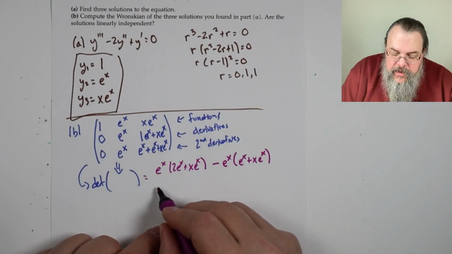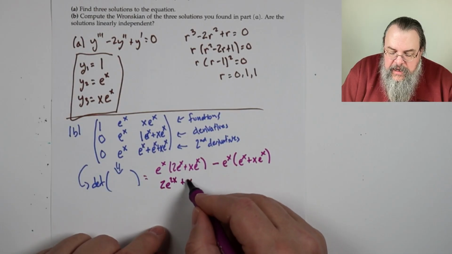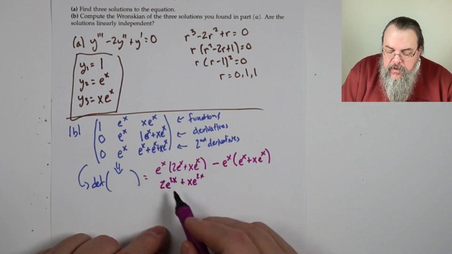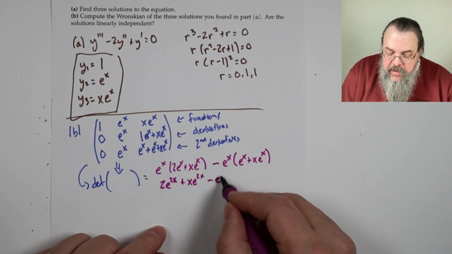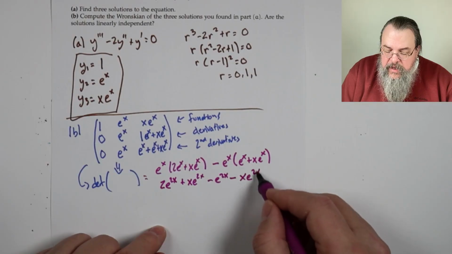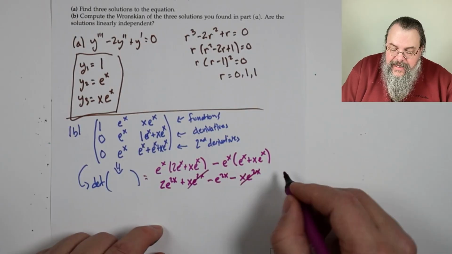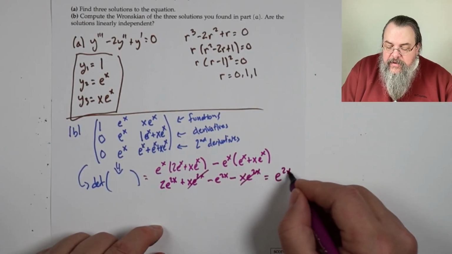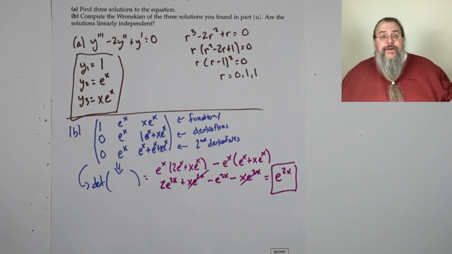Well, we have 2e to the 2x plus x e to the 2x. That's if we multiply through here. Minus e to the 2x and minus x e to the 2x. And those cancel. And so we're left with e to the 2x. So that's the Wronskian.